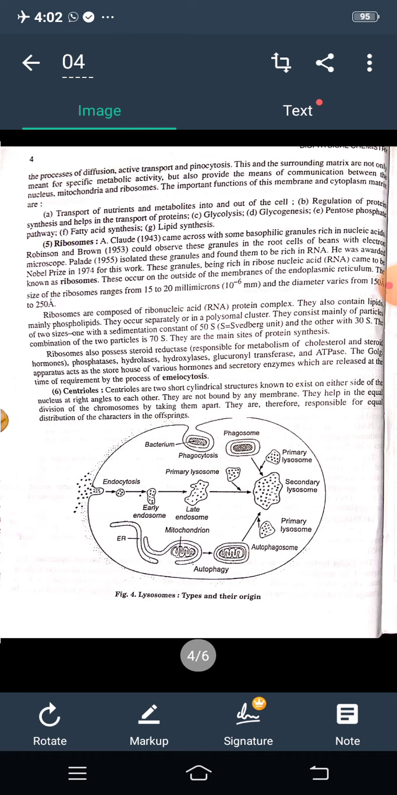Then glycolysis, glycogenesis, pentose phosphate pathway, fatty acid synthesis, and lipid synthesis. Then we discuss the ribosomes.